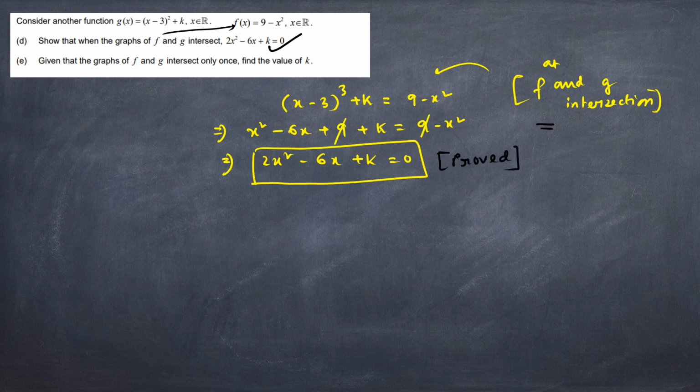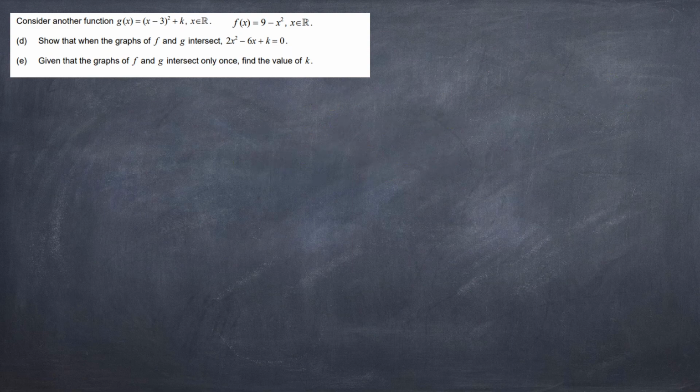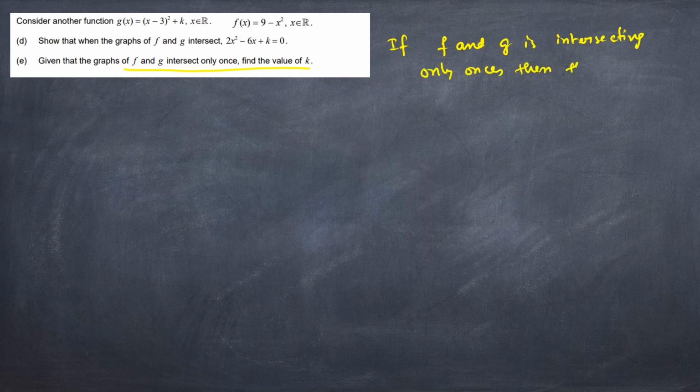Now what we will do in the next part. Given that the graphs of f and g intersect only once, find the value of k. So f and g intersecting only once, it means if f and g are intersecting only once, then the discriminant is equal to 0, or we can say delta equals 0. Now the formula for discriminant is b square minus 4ac.